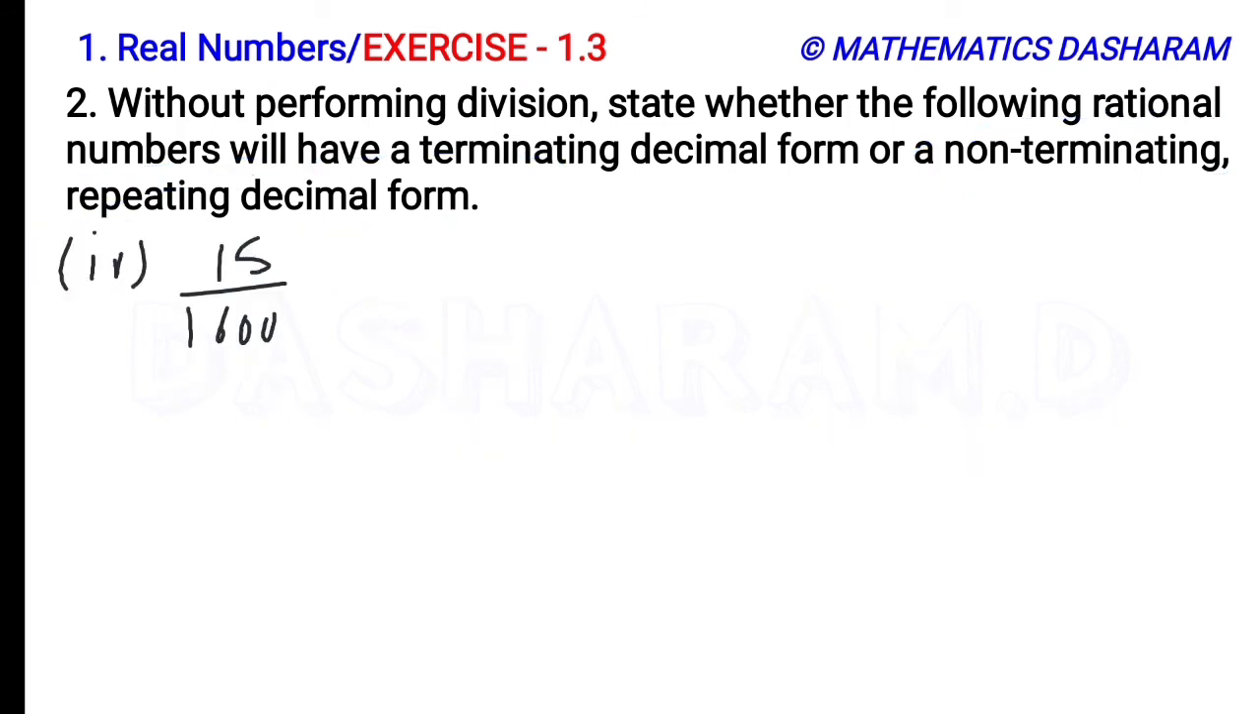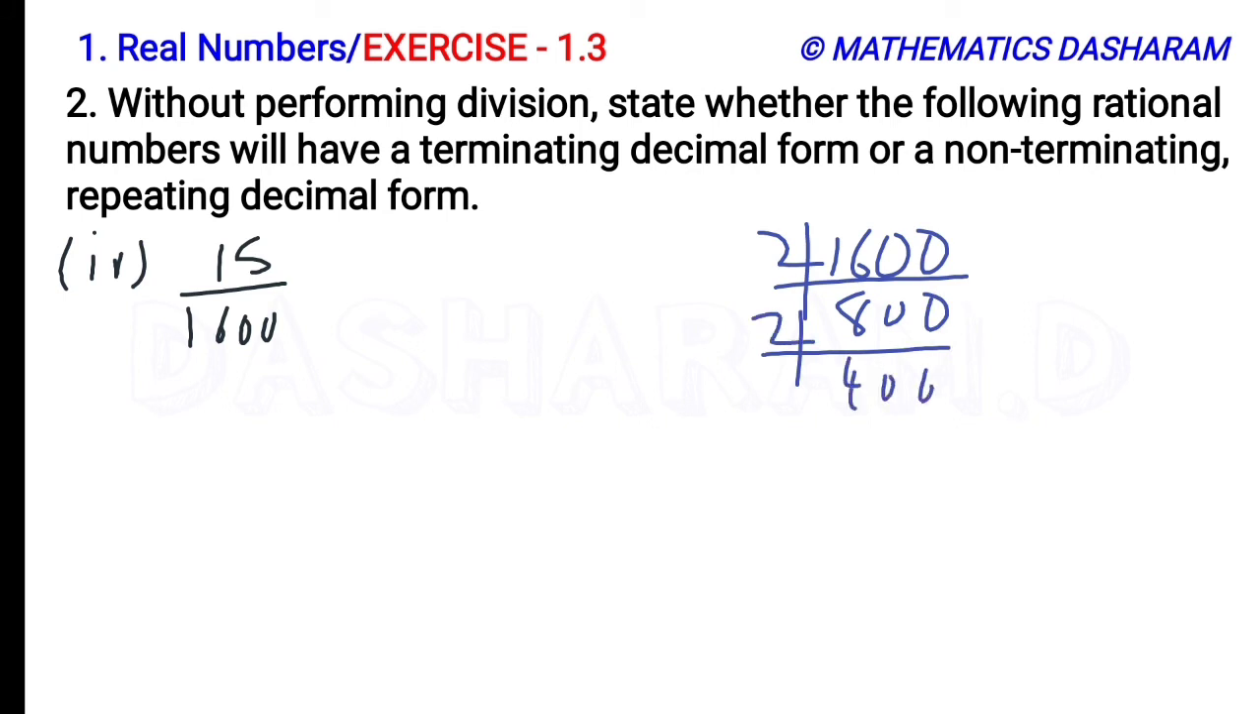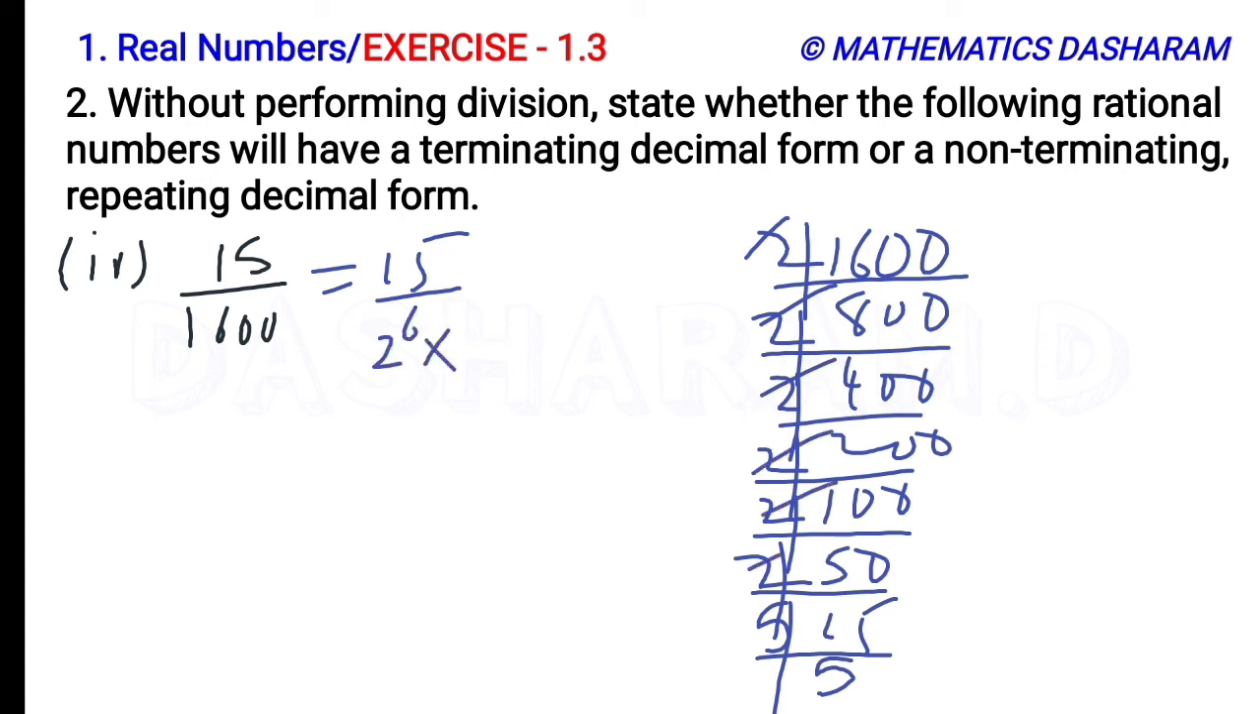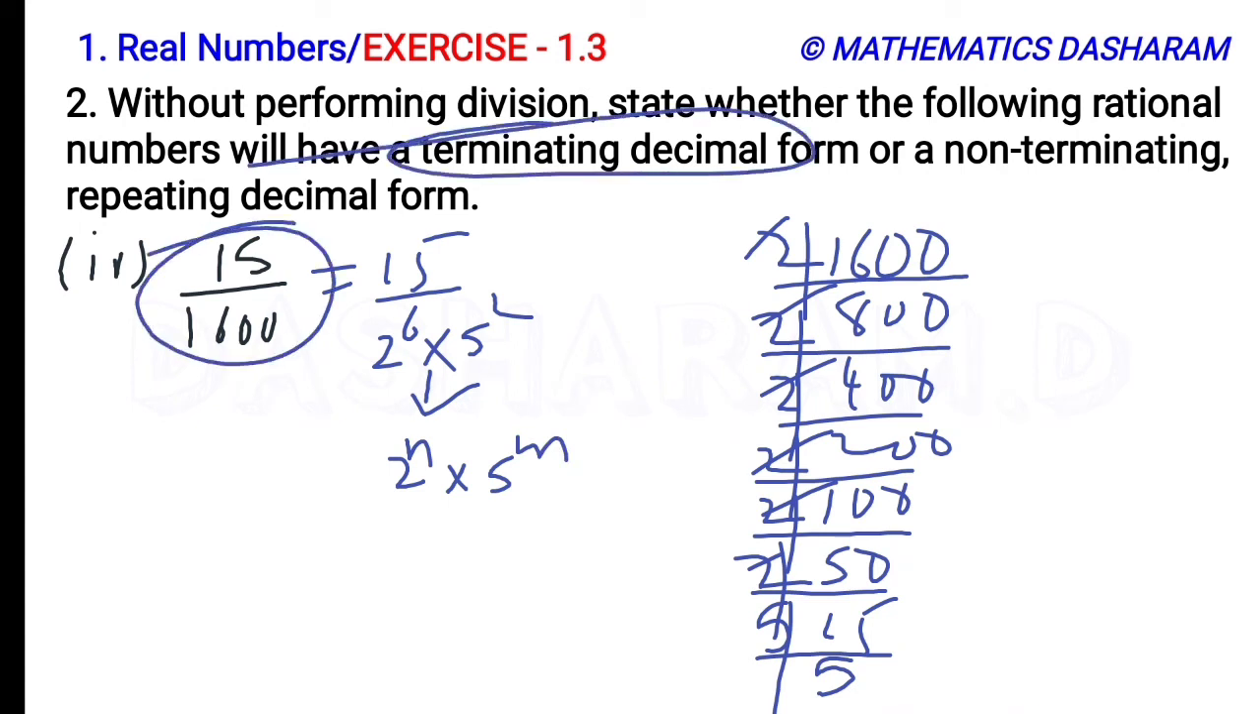Fourth one, 15 by 1600. Let's do the factorization. 2 800s are, 2 400s are, 2 200s are, 2 100s are, 2 50s are, 2 25s are, 5 5s are. So 15 by 2 power 6 and 5 square. So your denominator is in the form of 2 to the power of n into 5 to the power of m. So the given fraction is a terminating decimal.